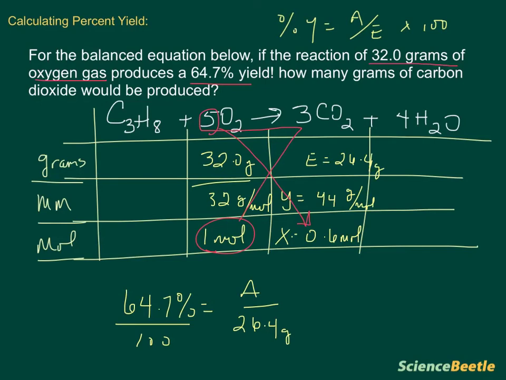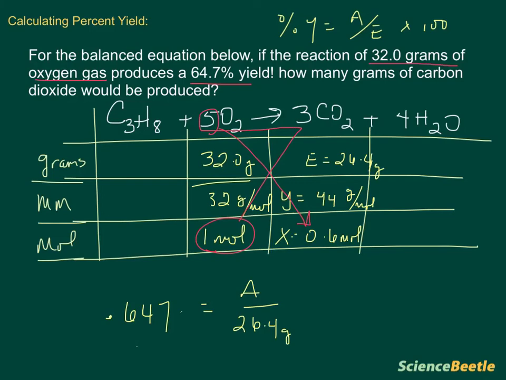Whenever we divide a percent by 100, essentially what we're doing is moving the decimal point 2 spaces to the left. So this 64.7 actually gets turned into 0.647. So let me rewrite that as 0.647. This is equal to a divided by 26.4.